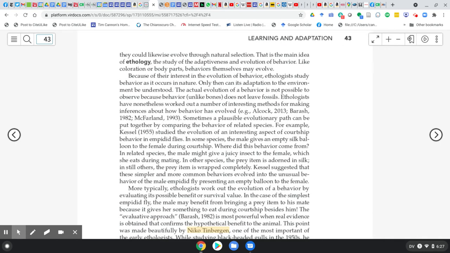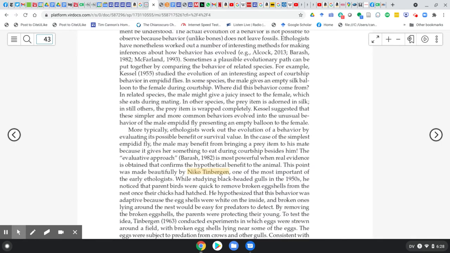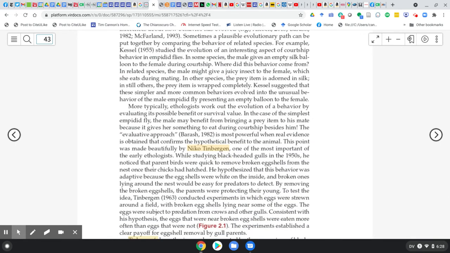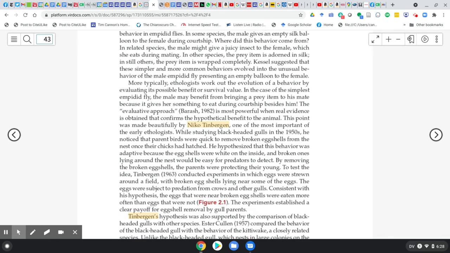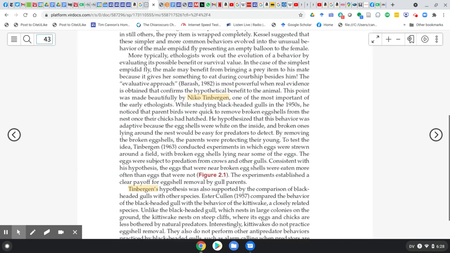And my subspecialty was animal behavior. And because of that, I was exposed to ethology pretty heavily. Niko Tinbergen, I bet he was a very interesting person, and he did the gull research that's very important.